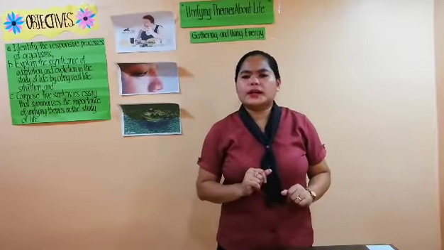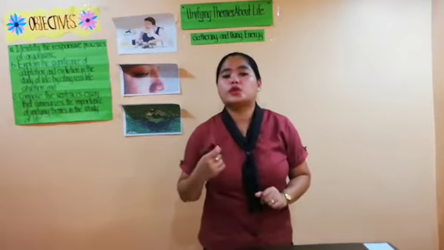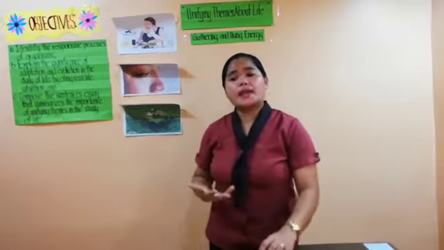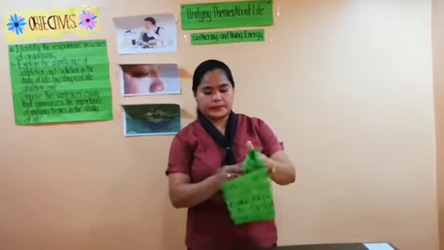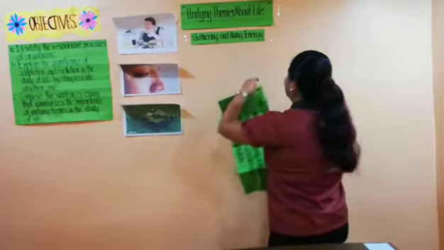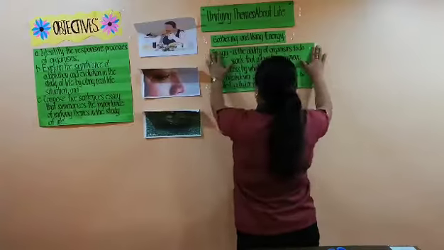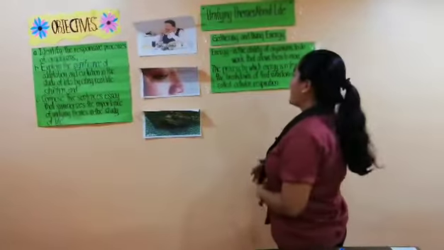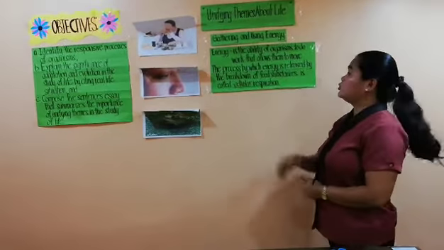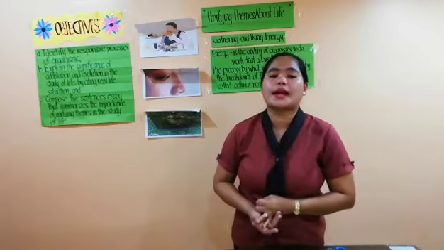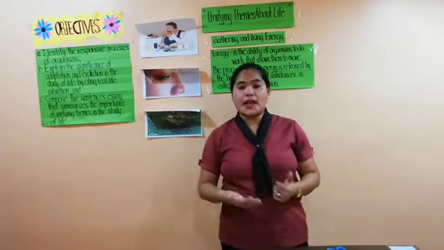Gathering and using energy. One unique characteristic of living things is the ability to use energy and matter to ensure survival. Energy is the ability of organisms to do work that allows them to move. In order to perform vital activities such as growth, movement, and reproduction, all living things require energy.